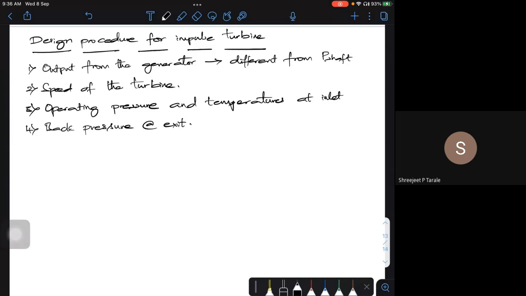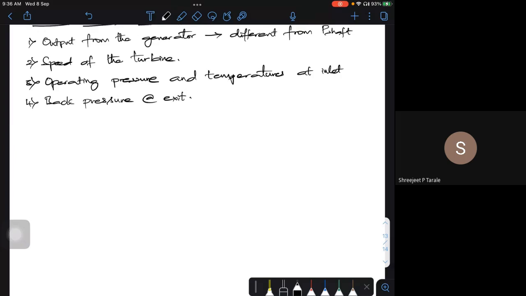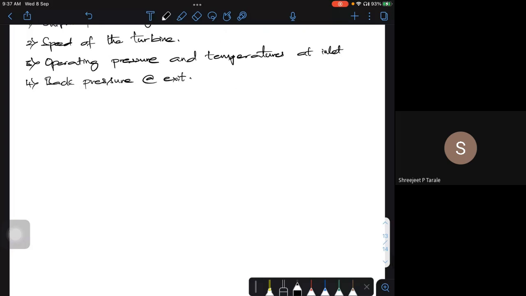Okay. Now, once you know this, you have to do a sequence of calculations. This data is very much required, maybe for a single stage or multiple stage, whatever. But this particular thing is very important even for single stage and multiple stage. These four different points. Now for a single stage turbine, what is the sequence of calculations?